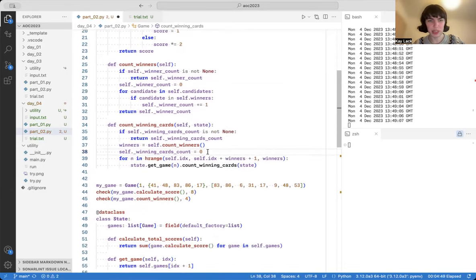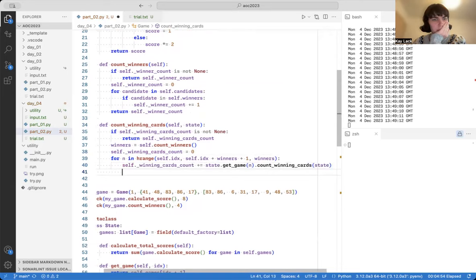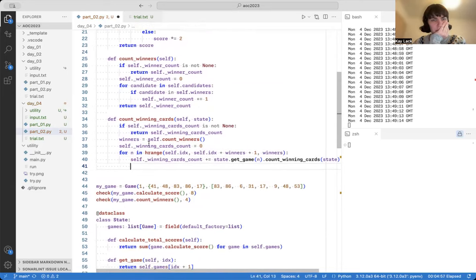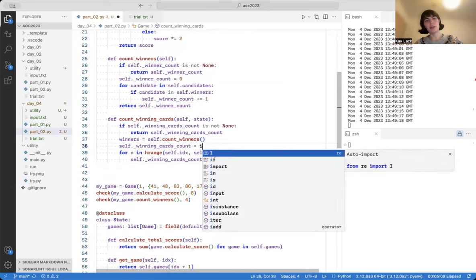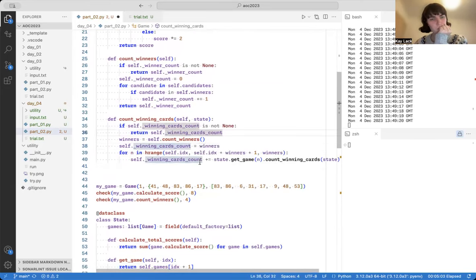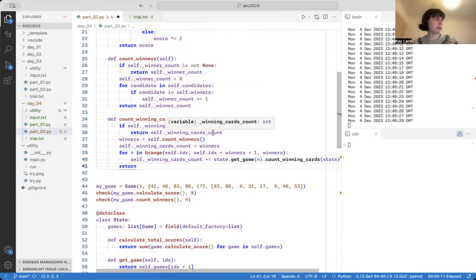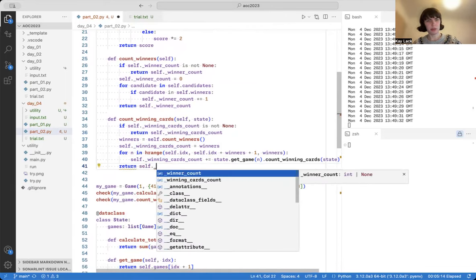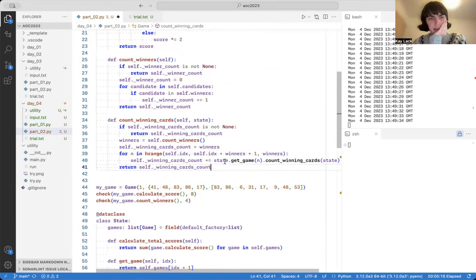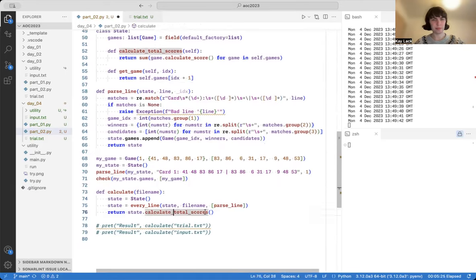Definitely should be using the keyboard shortcuts for that. Okay. This should initially be winners. We should add in the results and then we should return that. Okay. We want to edit this.